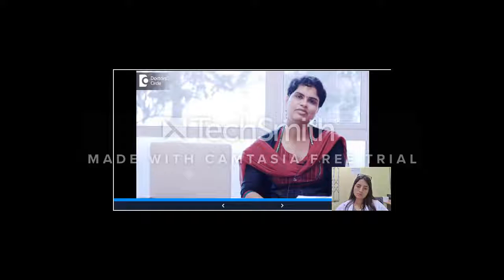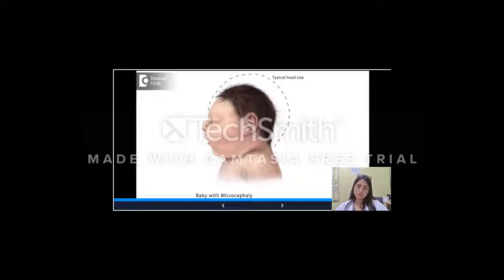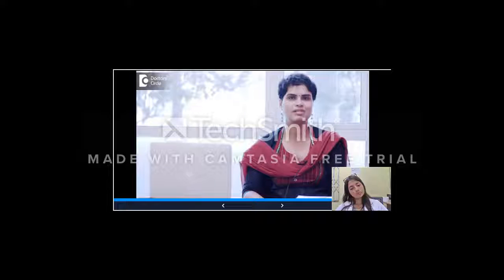So in which the brain of the baby is a little abnormal. The brain is basically less than 3% of what would be expected at that point, and it can vary from mild microcephaly to severe microcephaly.